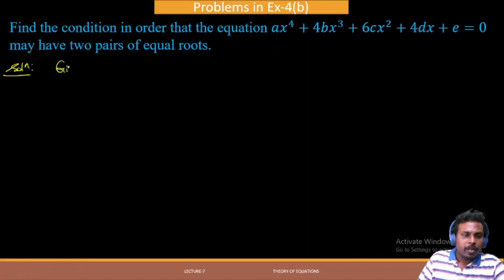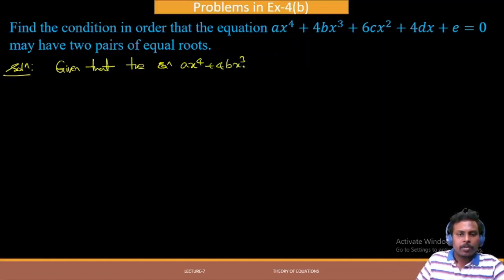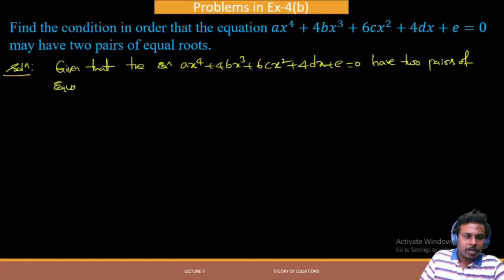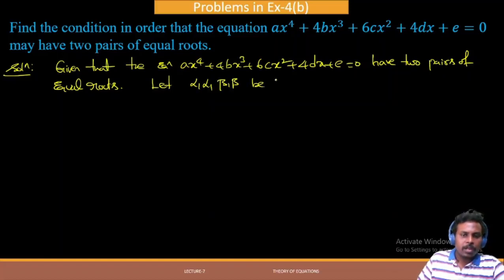So it is given that the equation ax power 4 plus 4bx cube plus 6cx square plus 4dx plus e is equal to 0 has two pairs of equal roots. Okay, let alpha comma alpha, beta comma beta be the roots of the given equation.